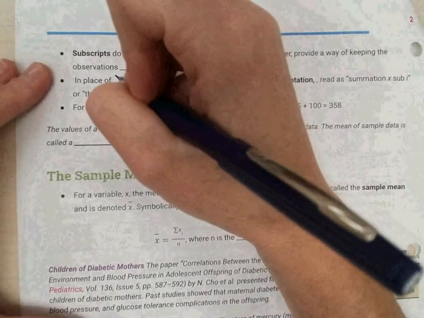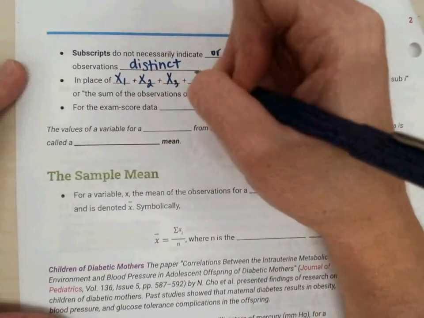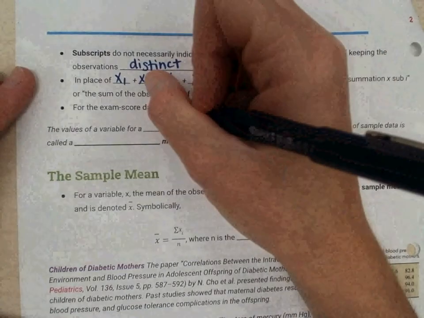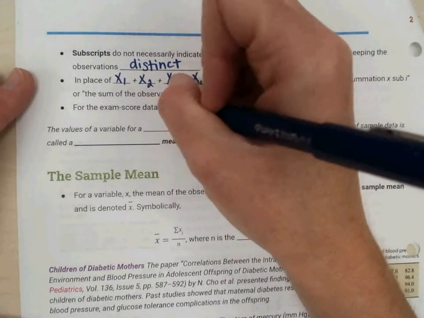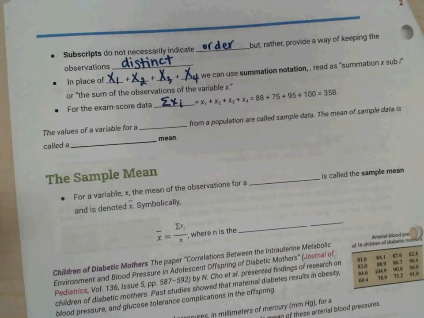So in place of X sub 1 plus X sub 2 plus X sub 3 plus X sub 4, we can use summation notation, read as the sum of X sub i, or the sum of the observations of the variable X. So for exam score data, the sum of X sub i is equal to what we just wrote on the previous page. Just writing it in words.